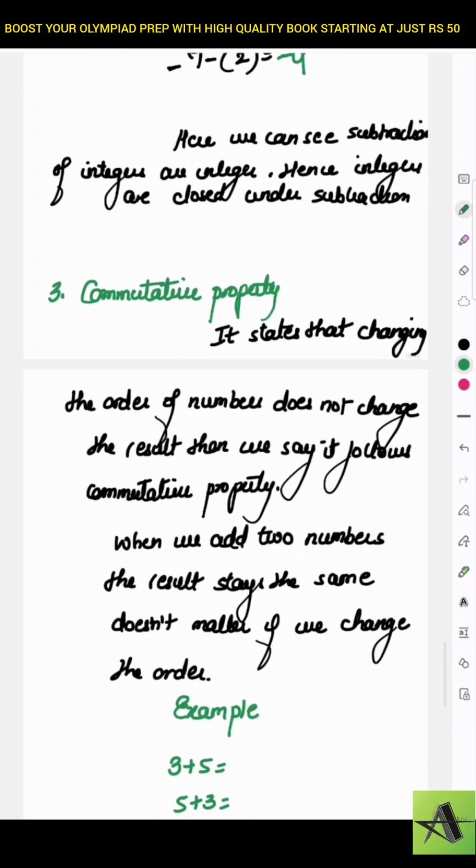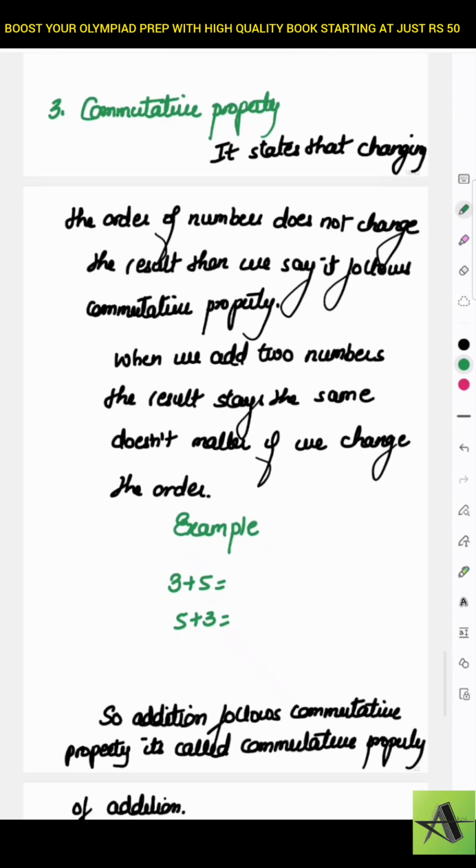The third property is called the commutative property. The commutative property states that if I change the order of the numbers and I still get the same answer, then it's a commutative property. We are looking only at addition and subtraction as of now, not multiplication and division. So when I'm adding two numbers, it doesn't matter what the order is, the answer always remains the same.